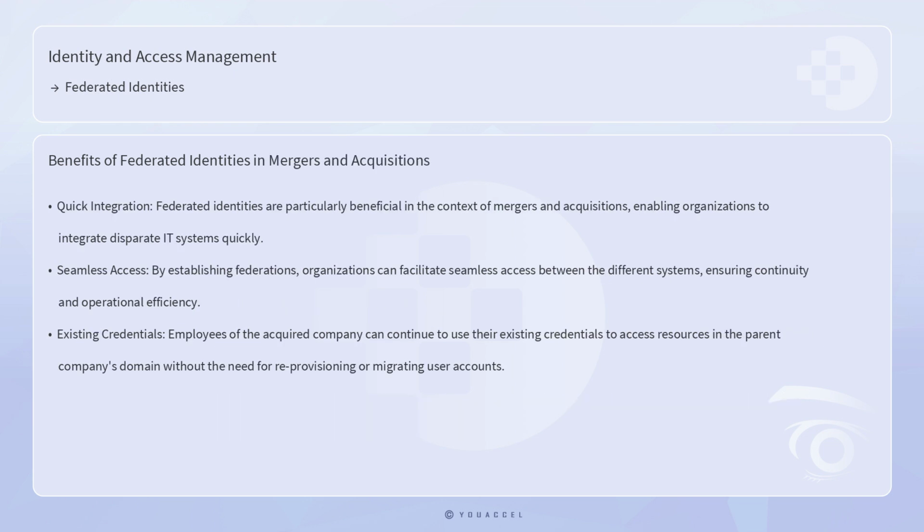Moreover, federated identities are particularly beneficial in the context of mergers and acquisitions, where organizations need to integrate disparate IT systems quickly. By establishing federations, organizations can facilitate seamless access between the different systems, ensuring continuity and operational efficiency. For instance, when a company acquires another, the employees of the acquired company can continue to use their existing credentials to access resources in the parent company's domain without the need for re-provisioning or migrating user accounts.